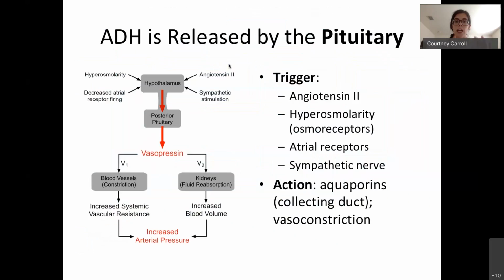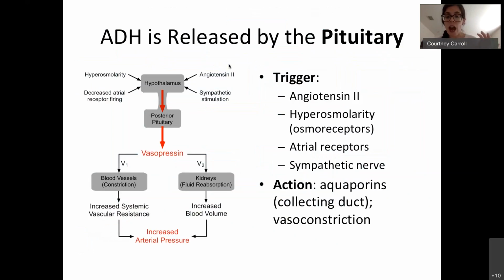So again, ADH. This is coming from the pituitary, from a signal from the hypothalamus. The hypothalamus is going to take in information, either angiotensin II, sympathetic nervous system, or hyperosmolarity itself. All of that will signal the release of ADH, which is also known as vasopressin. It's going to go to the kidneys and help us increase our blood volume.